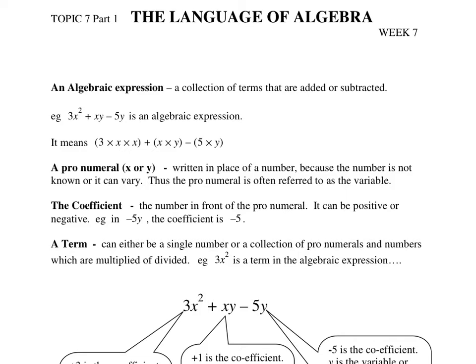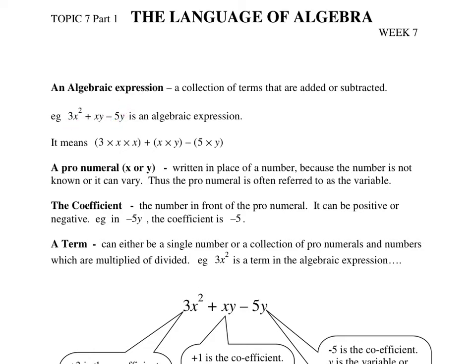So we're going to start by looking at what we mean by an algebraic expression. An algebraic expression is a collection of terms that are added and subtracted. For instance, 3x squared plus xy minus 5y is an algebraic expression. The first term is 3x squared. The second term is xy. The third term is 5y.